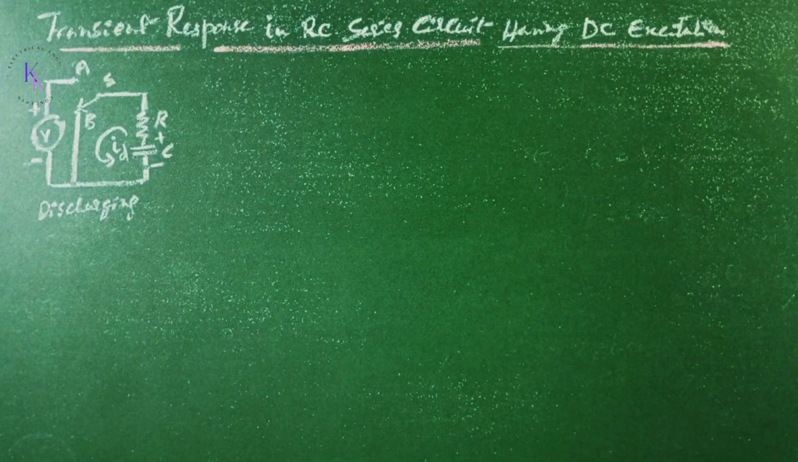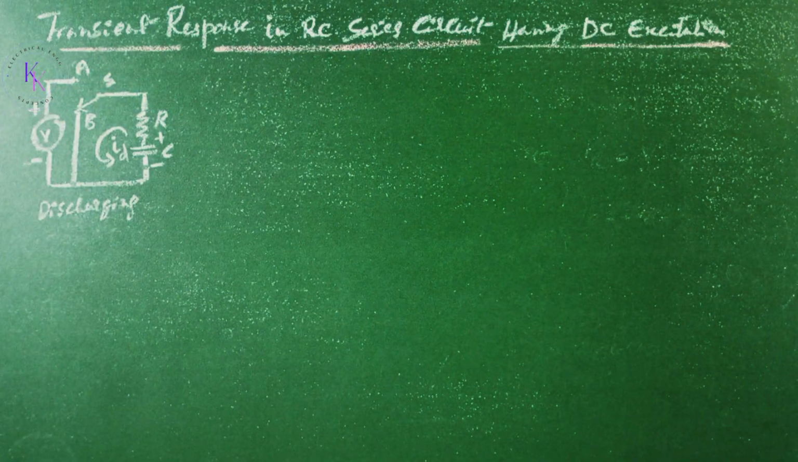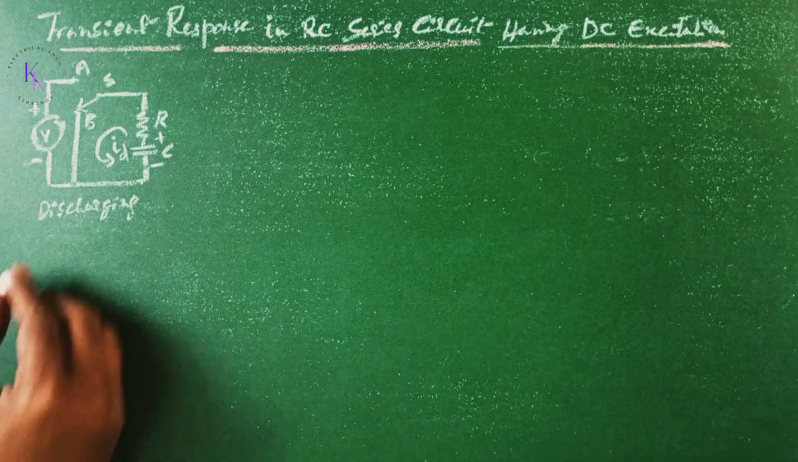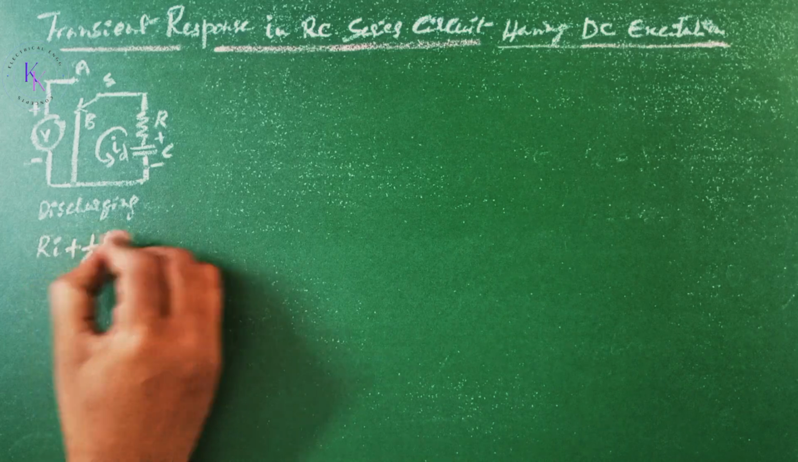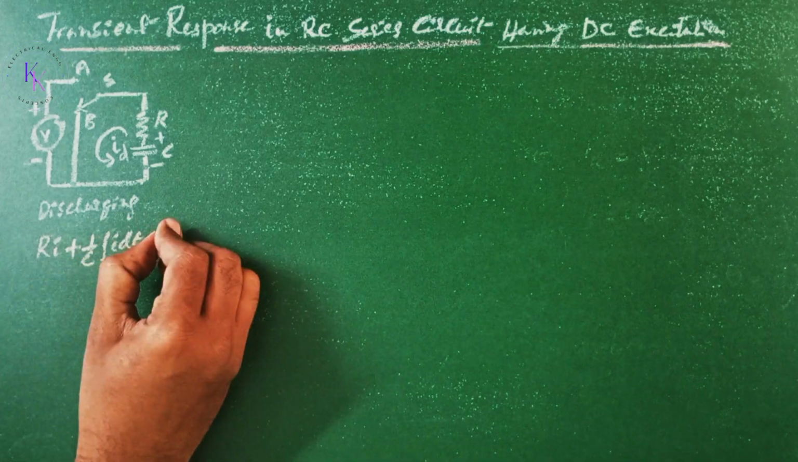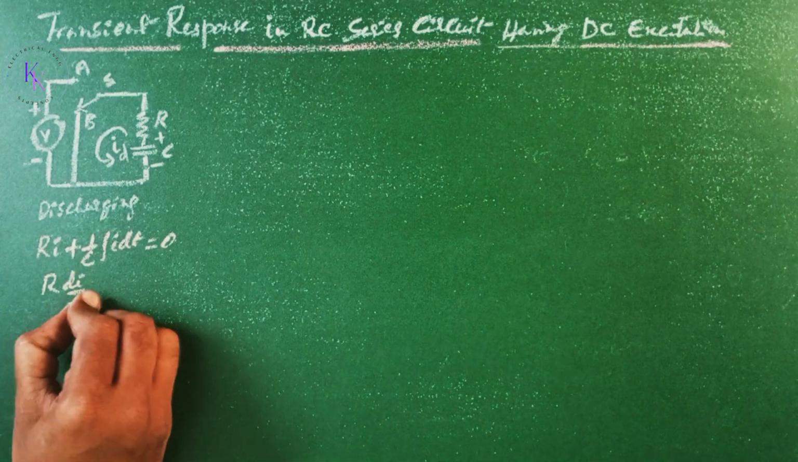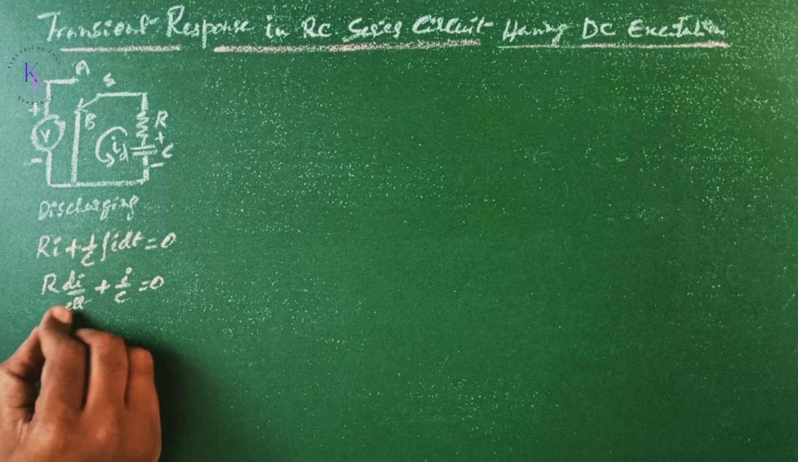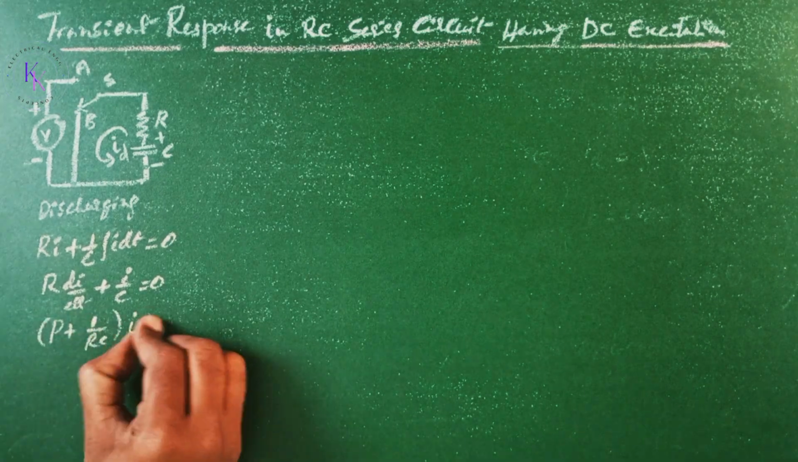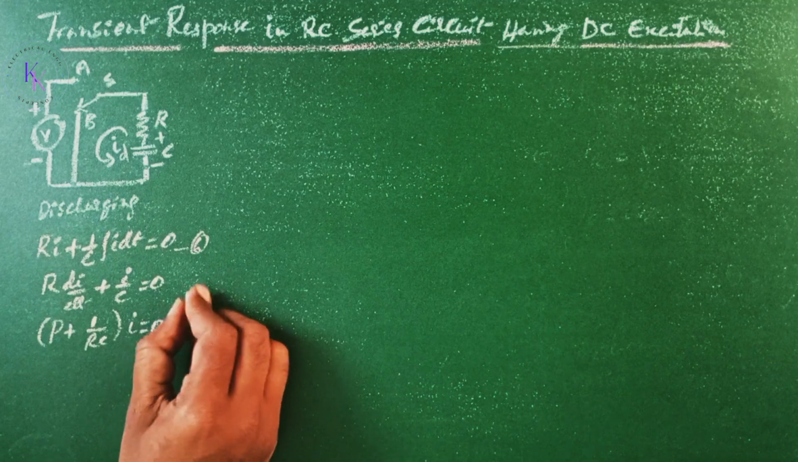Case 2, discharging case, when the switch S is thrown from A to B such that the RC circuit is short circuited and the voltage source is withdrawn. Now, applying KVL, we get Ri plus 1 by C integral i dt equals 0. Differentiating, we get R di by dt plus i by C equals 0, that is D plus 1 by RC equals 0. These are equations number 6 and 7.